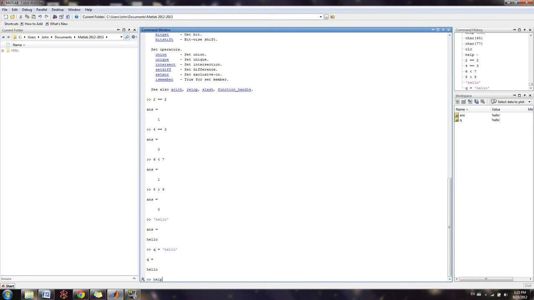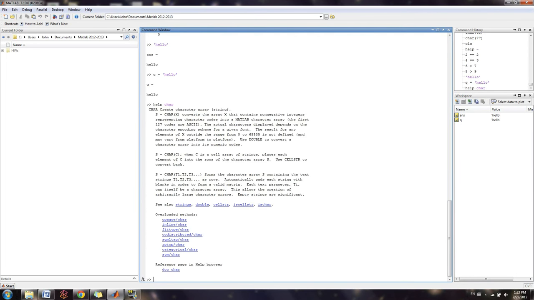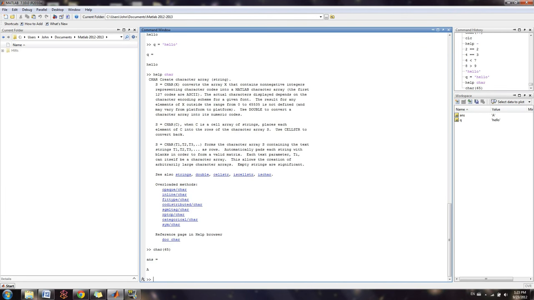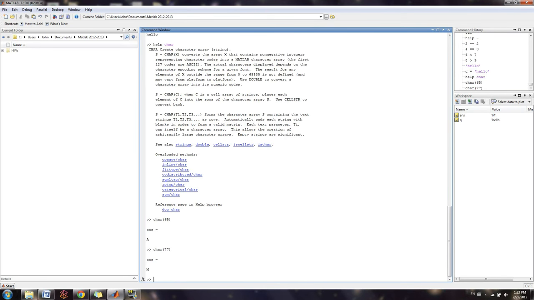You can also use the char function. The char function converts an array of non-negative integers into its corresponding characters. The American Standard Code for Information Interchange gives the values that correspond to specific characters. So if we were to say char of 65, we'd get a capital letter A. Char of 77, we would get a capital letter M. There's an entire table that gives the values and their corresponding characters.